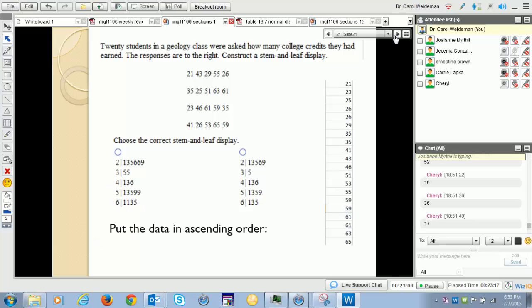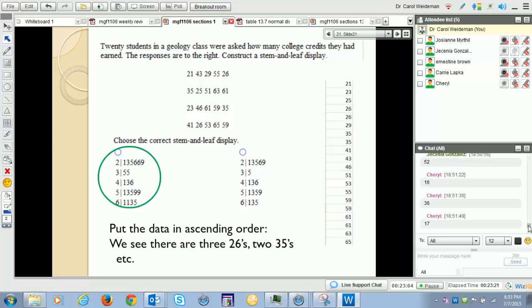It's called a stem and leaf. Okay, it's a really nice display. It looks kind of like a histogram, but it's a really nice display of data because you can get back to the original data values.